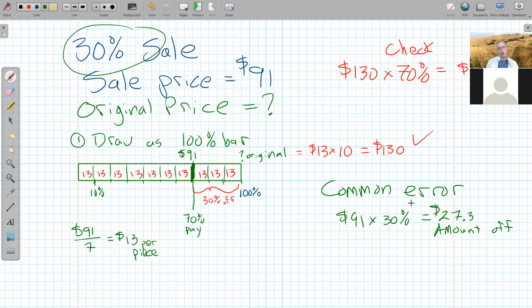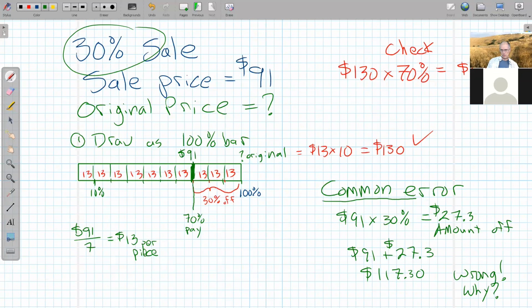Well, if that's the amount off and this is the sale price, then they would next add that back on to the $91. And what does that give us? $117.30. What went wrong? So this is the most common error in trying to solve this kind of problem. What went wrong here? Seems kind of reasonable at first glance.